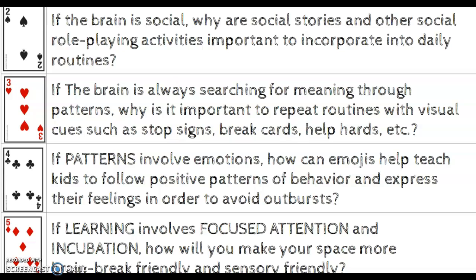And the last question says, if learning involves focused attention and incubation, which was that break time, how will you make your space more brain break friendly and sensory friendly? We're working all over the school to try to have quiet, calming corners. We have 2 areas upstairs that we're working to even enhance more as sensory space, a break space, and then of course our think tank room. And I sent out the procedures to the staff concerning how to take advantage of some of those things, the procedures for that. And part of it is making sure that everyone knows you must enter with an adult. It is meant for getting back to the green zone.